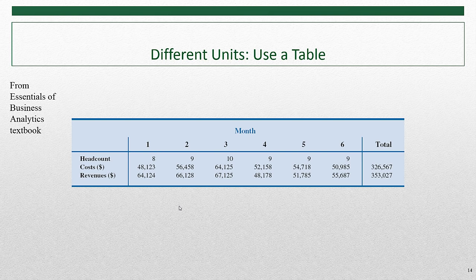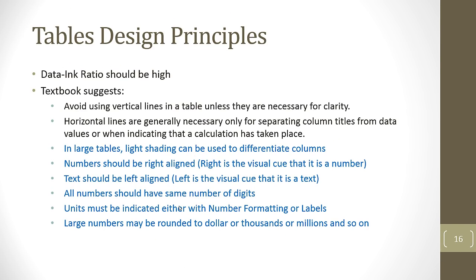Now, I want to go two slides ahead to slide 16 and talk about table design principles. Of course, the data ink ratio should be high. And here are some rules straight from our textbook. I tend to totally agree with all these blue ones, and I don't necessarily agree with these two, although I may be outvoted by the majority of people who do data analysis and present data. But for tables, avoid using vertical lines in the table unless they are necessary for clarity. I tend to think that more often than not, I need them for clarity.